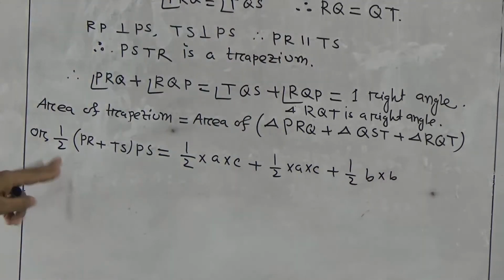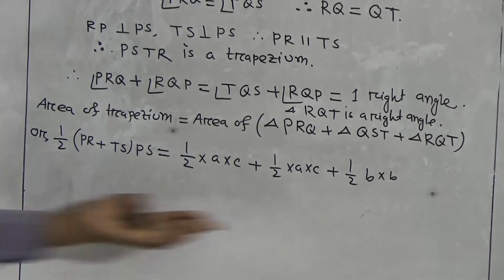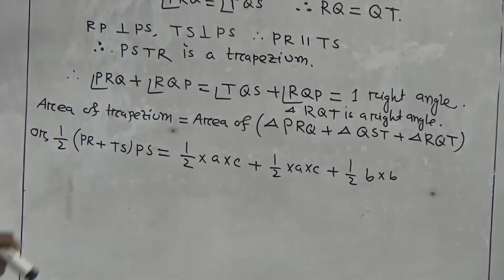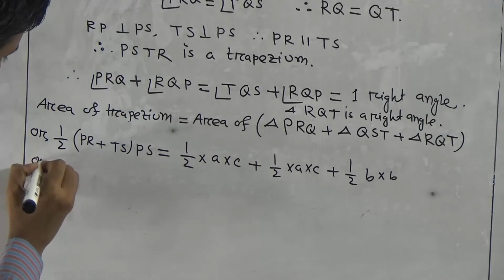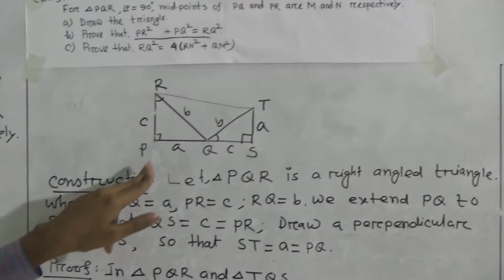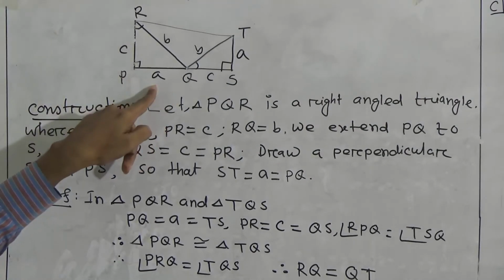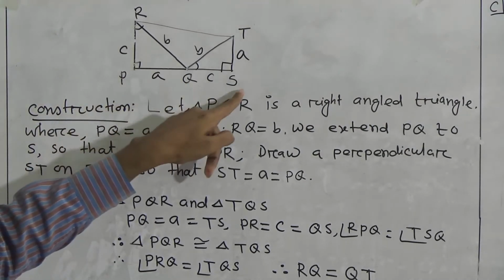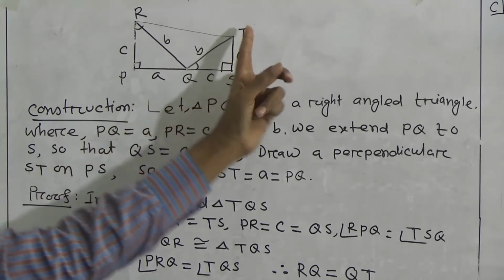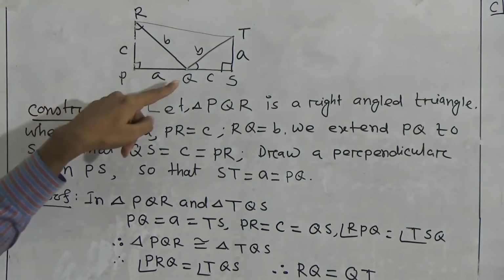You see everywhere is half. So you divide from both sides by half. Okay. Then what did you get? You see, PR means what? Dear student, look here. PR means C. PQ means A. QS means C. TS means A. TQ means B. RQ means B.